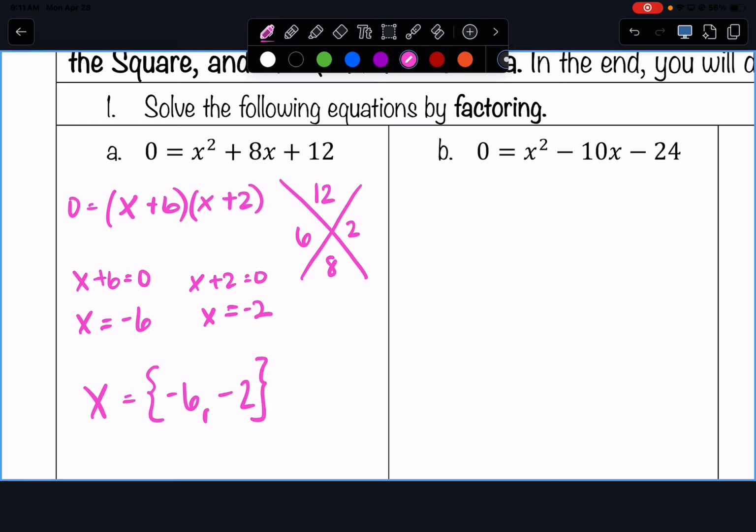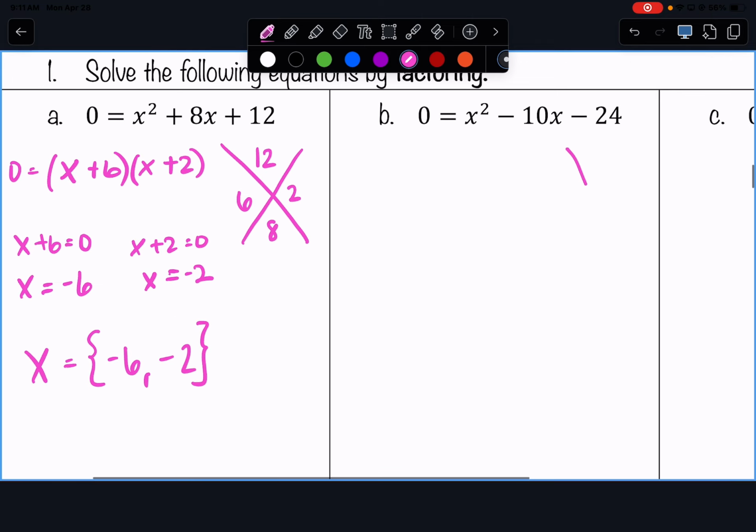Now I want y'all to do B. It's not 6 and 4. Yeah, it's 2.